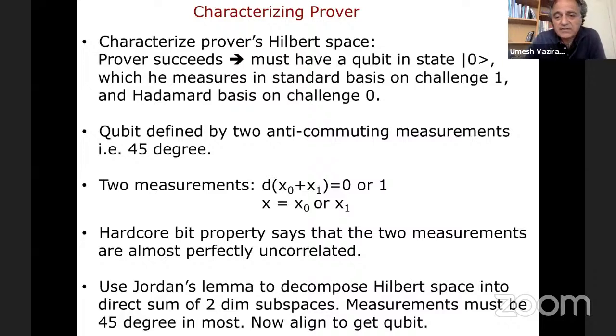To do this, we come back to this whole idea about how you characterize the Hilbert space, or how you ensure that there are qubits there. The way you do this is by saying a qubit is defined by two anti-commuting operators, X and Z, any two anti-commuting operators. In our case, we have these two measurements: whether d times x0 plus x1 equals 0 or 1, and whether x equals x0 or x1.